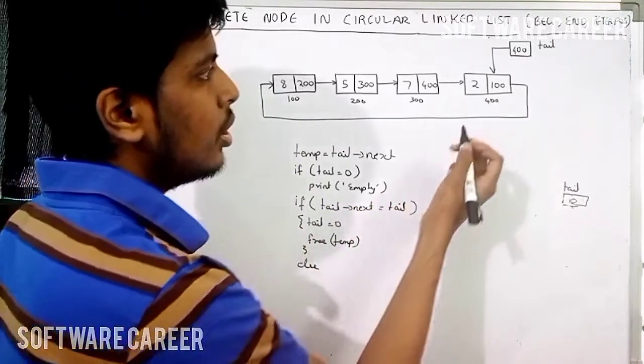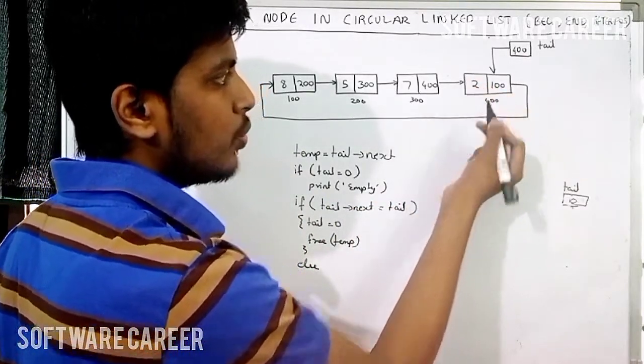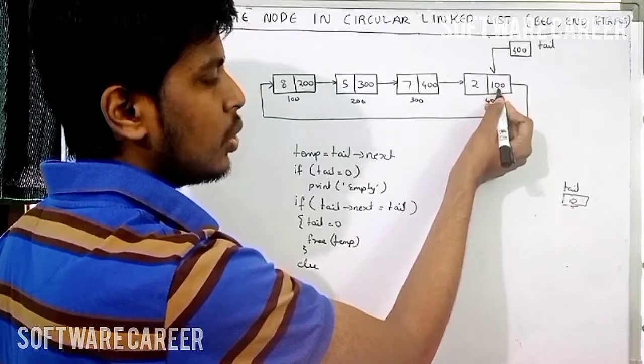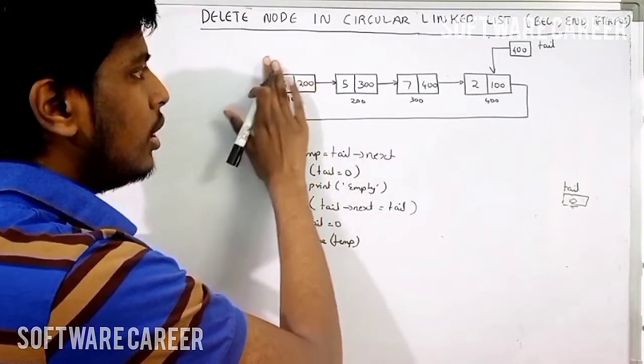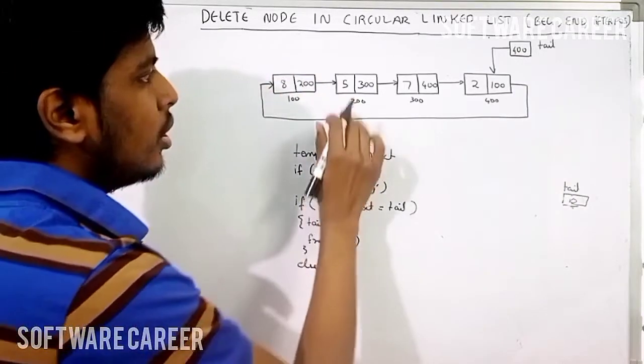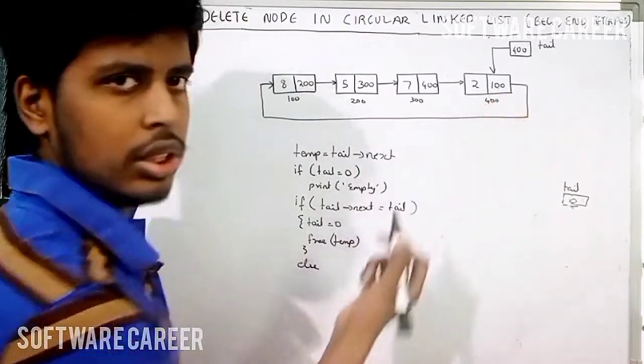See here. Now you want to delete this node, the first node. So what to do? See here. Now the pointer part of the last node is 400. In the pointer part I will store the address of the first node, that is 100. Now if this 100 is deleted, this first node is deleted, it means 200 will be the first node. So you should store 200 here.